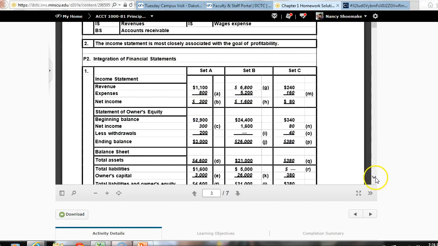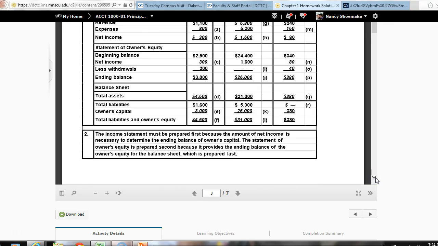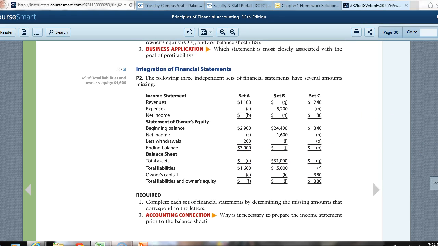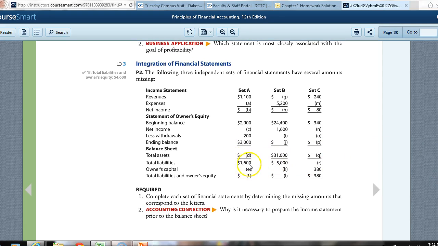Now, let's go back and see where else we're at. Our balance sheet. Our assets, oh, we don't know what our assets are. But we know what our liabilities are. They're 1,600. We also know what our owner's capital is, don't we? 3,000. So assets equal liabilities plus owner's equity.